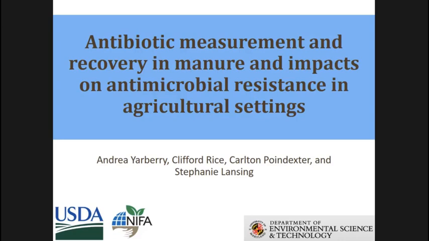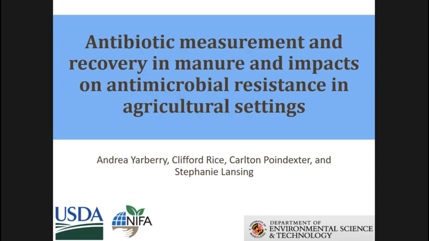Hello. So I'm working on a subset of the new NEPA grant that Stephanie was talking about near the end of her presentation. My role in this research is to understand how we extract these antibiotics from these complex manure matrices.